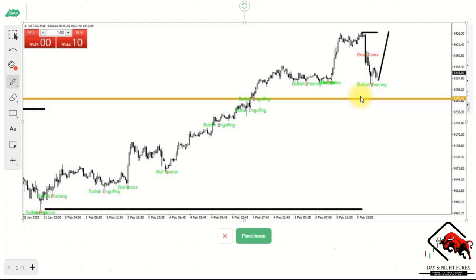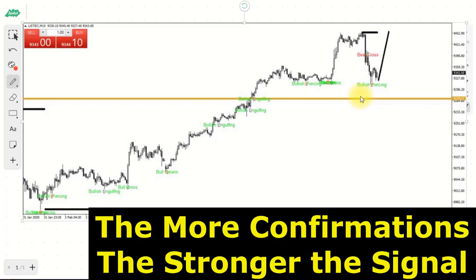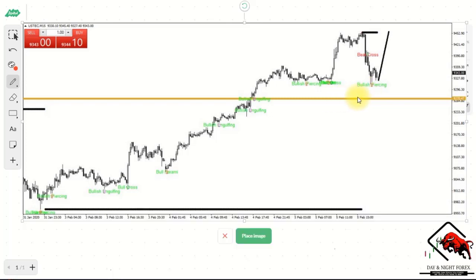But remember, we don't trade based on just one confirmation. We need at least two or three confirmations to go in on a trade. Remember, the more confirmations we have, the more powerful that trade will be. Price didn't come back to retest that support for a rejection or something like that, it just closed above the support line, right?